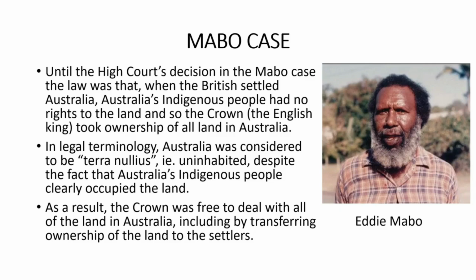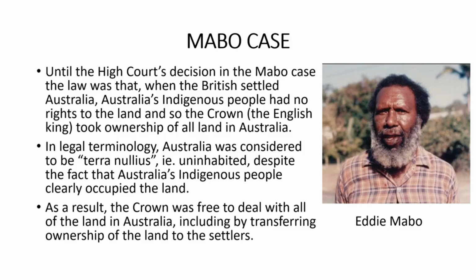Of course, we know that this is not true. On the contrary, we know that Australia's Indigenous people did have a very strong connection with the land that they occupied. They used it for hunting, gathering food, and performing social, cultural, and religious rituals and ceremonies. But, like it or not, 200 years ago, the British took a different view.